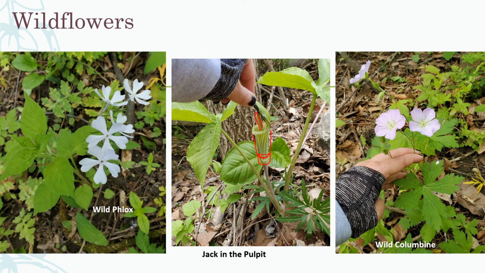Pretty cool. Then we have wild columbine. It's got a very distinct leaf as well. Kind of cool looking leaf. And a very pretty, light pinkish purple flower. And it comes in sets of 5 petals.